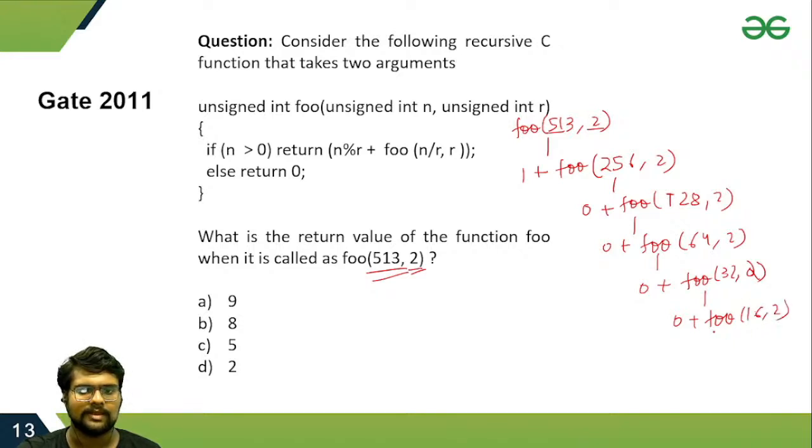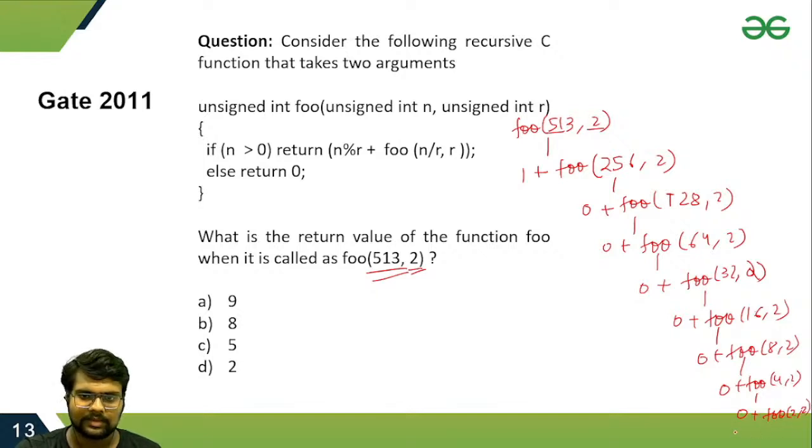foo of 16 comma 2 will be there. Then again 0 plus foo of 8 comma 2. Then again 2 divided by 8, that will be 0. That will be 4 comma 2. That will be 0. That will be 4 foo of 2 comma 2. Okay. So here also it will be 0 plus foo of 1 comma 2.